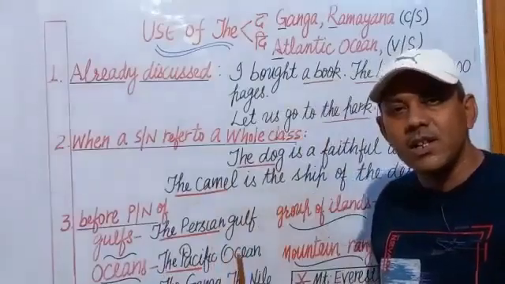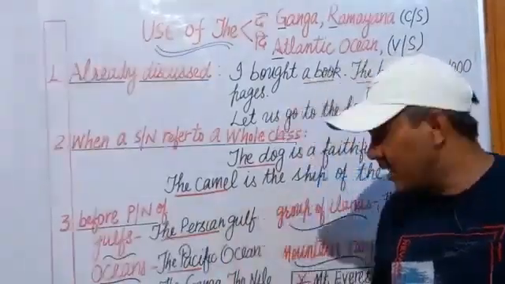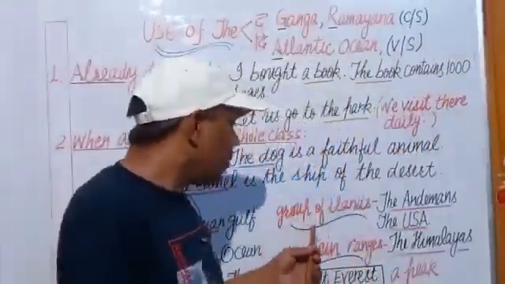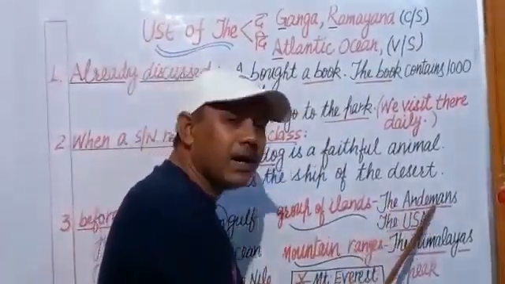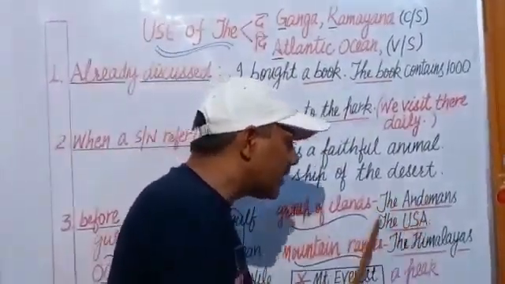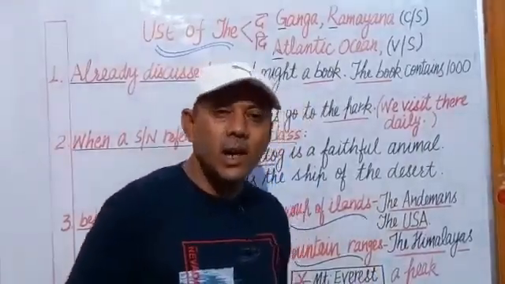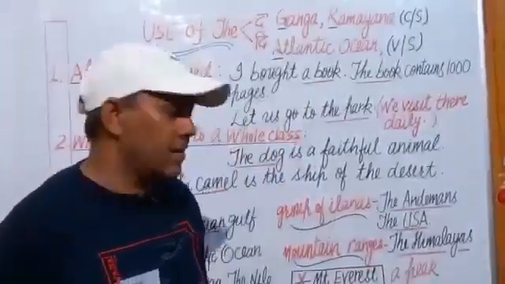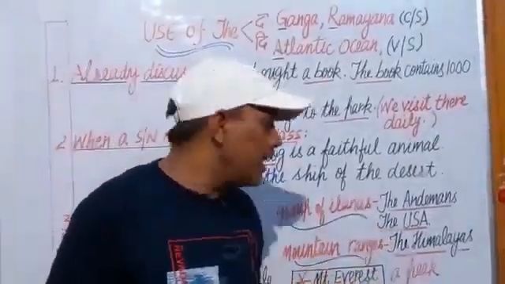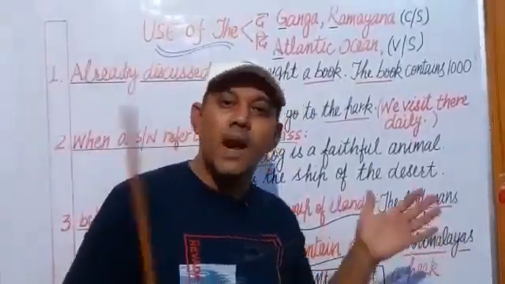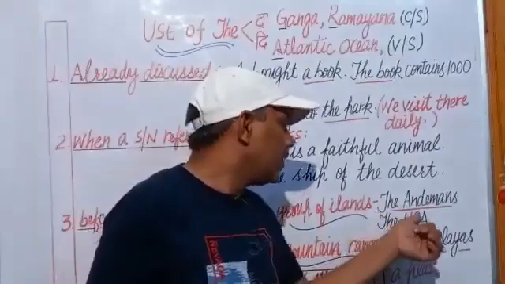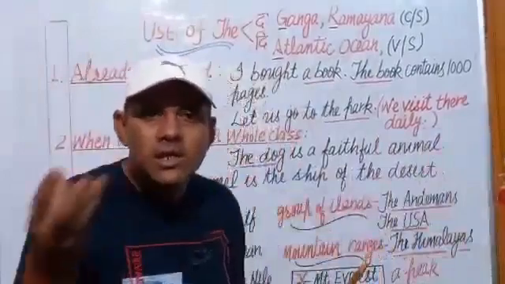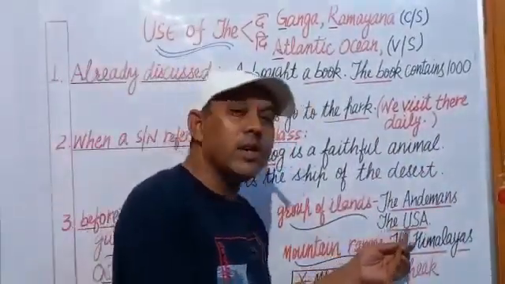Oceans, the Pacific Ocean. Rivers, the Ganga, the Nile, the Yamuna, the Kaveri, and group of islands. For example, the Andamans and the USA, the United States of America. But we shall never use the before names of countries. For example, I will never say the India, I will never say the Pakistan, but I will say the USA, because USA is a group of small countries. That's why I say the USA.